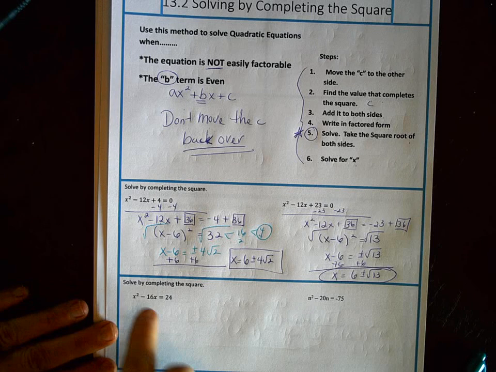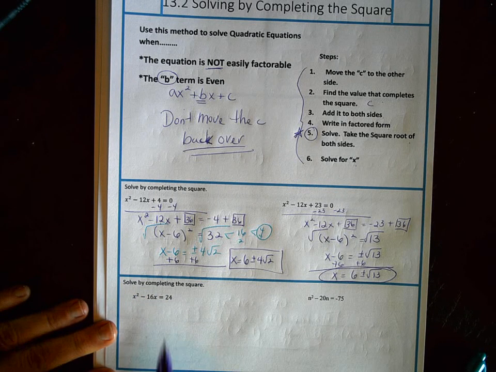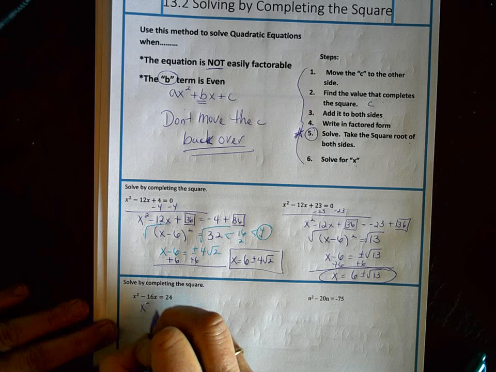Okay, so the next question. What you should notice is these aren't equal to 0. The c is already moved over. Don't move it back. Silliness. Leave it there and just complete the square.